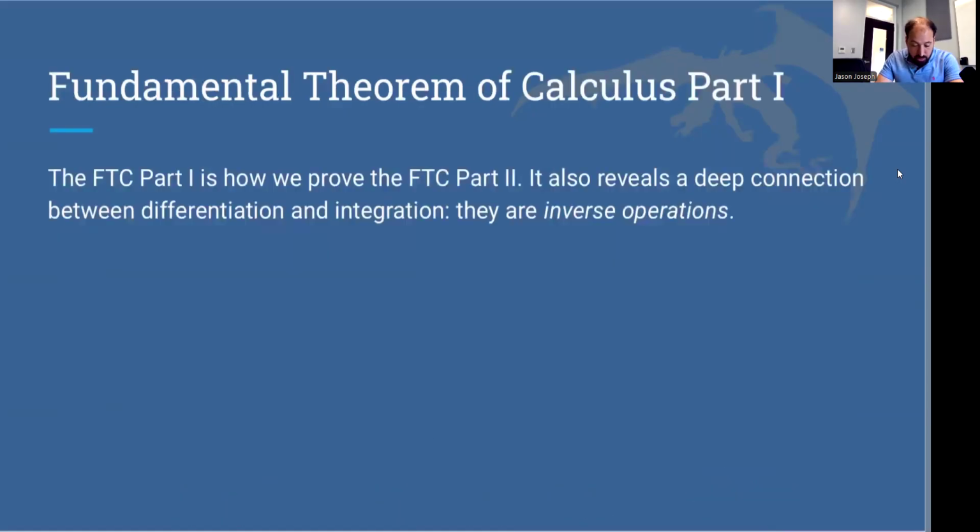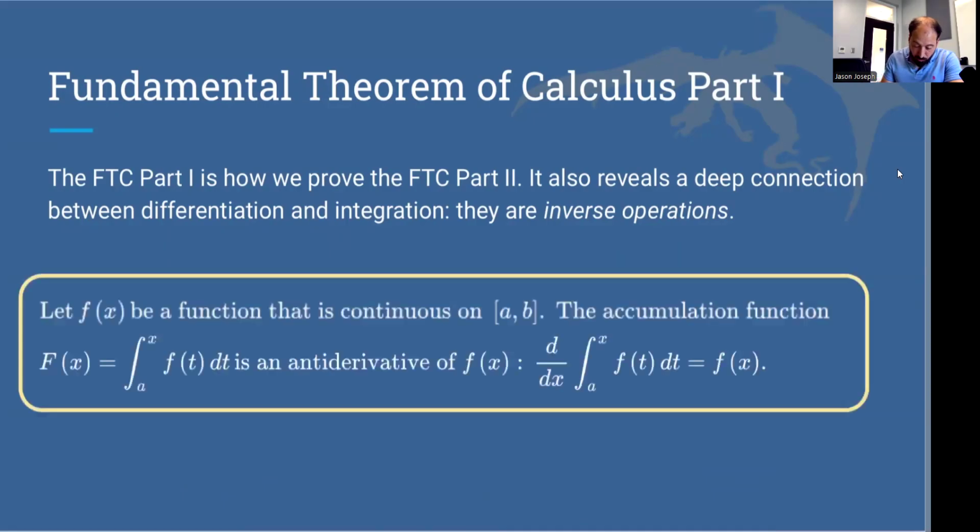Okay, so this is the theorem in this box here. Suppose little f is continuous over the closed interval ab. The accumulation function, big F of x, is an antiderivative of little f. So the derivative of the integral of f at the point x is exactly f of x.